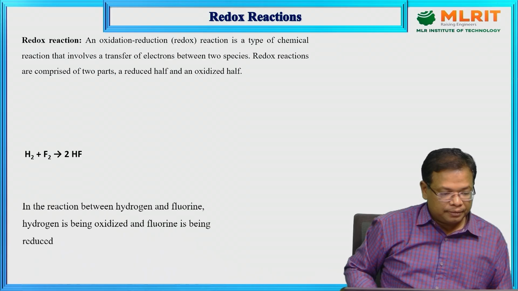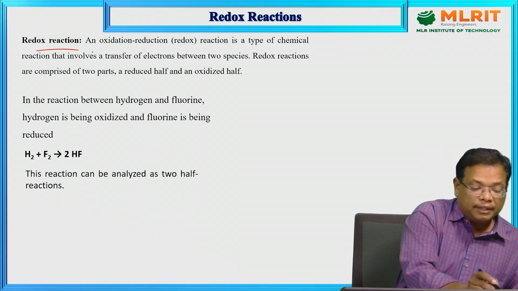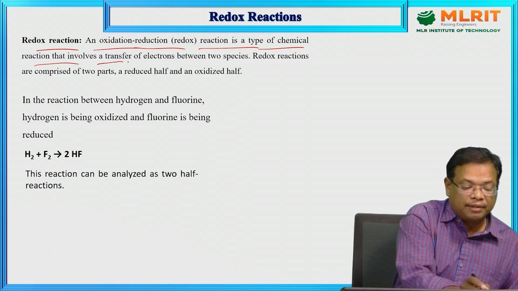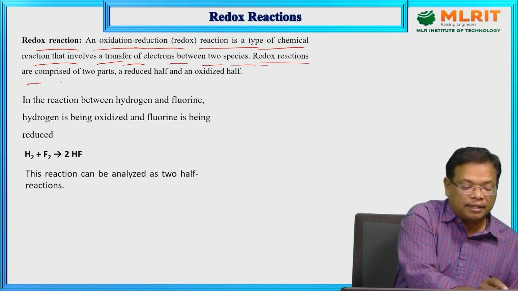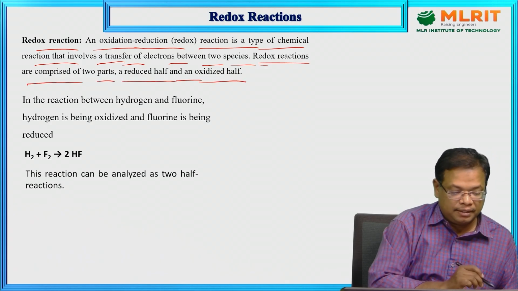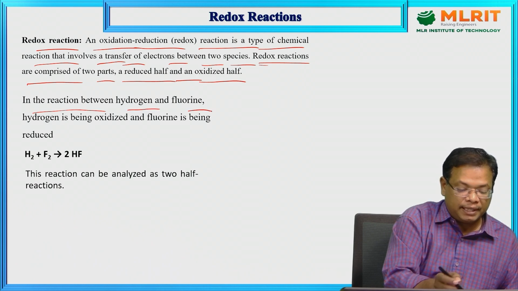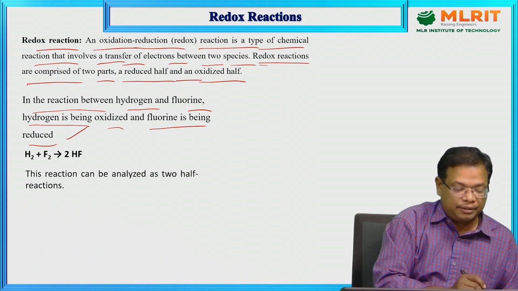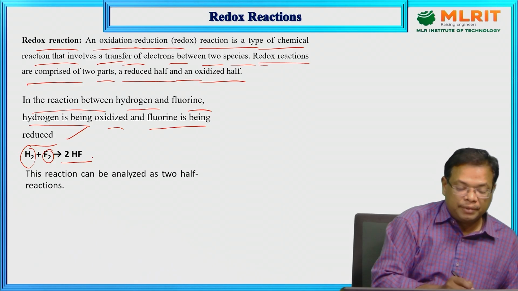For example, one more redox reaction. A redox reaction is a type of chemical reaction that involves a transfer of electrons between two species. Redox reactions are comprised of two parts, a reduced half and an oxidized half reaction. So in the reaction between hydrogen and fluorine, hydrogen is being oxidized and fluorine is being reduced. Look here, this is hydrogen, this is F2, become 2HF.